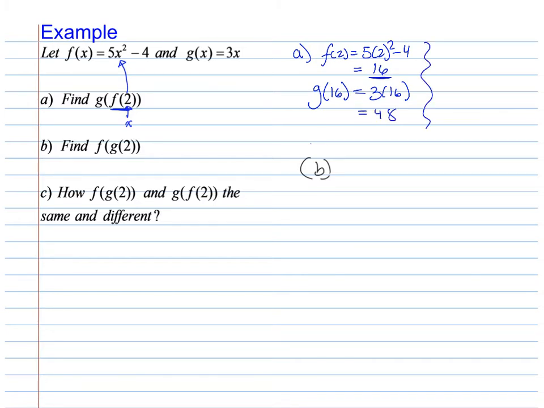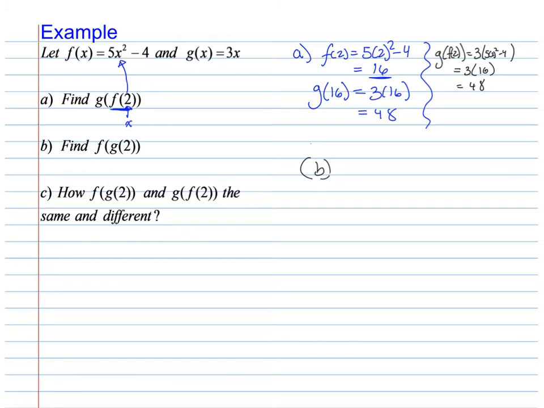I think in class, I did it where I did g composed of f of 2 and was substituting things in there. So I had 3, and I knew that my new function for f was going to be 5 times 2 squared minus 4. If we simplify that, we're going to have 3 times 16, and it's still going to give us 48. Same way, different process.